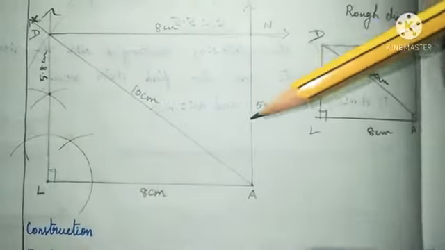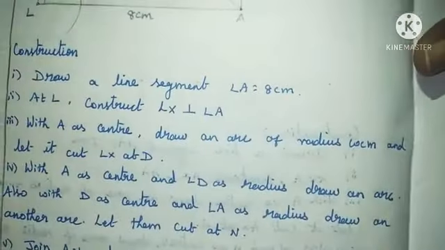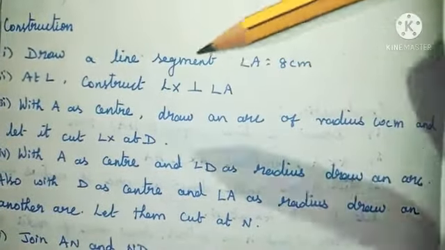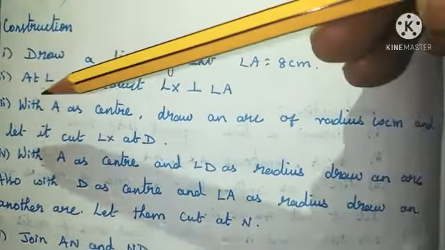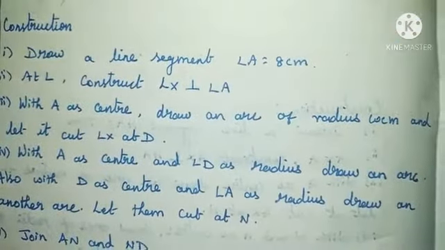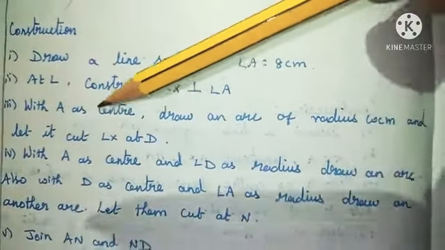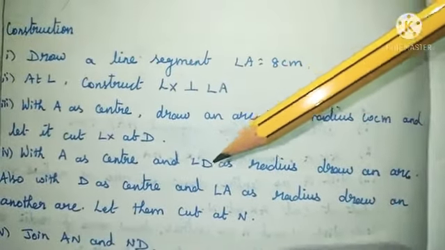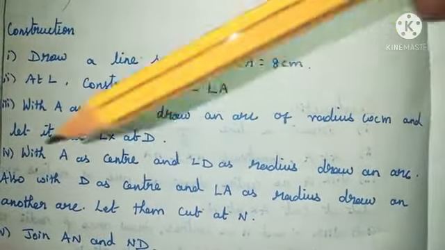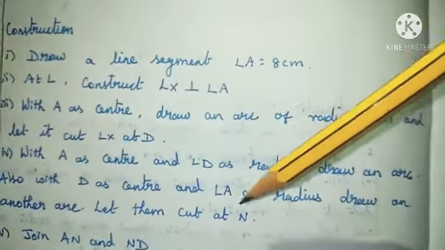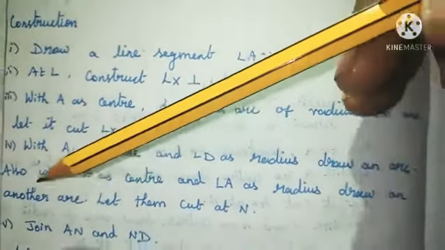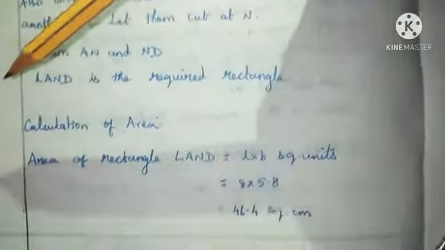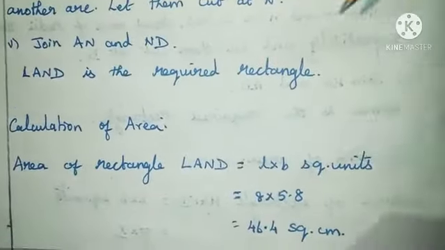After constructing the rectangle, you have to write the construction. Draw the line segment LA equal to 8 centimeter and at L, construct LX perpendicular to LA. With A as center, draw an arc of radius 10 centimeter and let it cut LX at D. And the fourth step, with A as center and LD as radius, draw an arc. Also with D as center and LA as radius, draw another arc. Let them cut at N. Join AN and ND. Now LAND is the required rectangle.